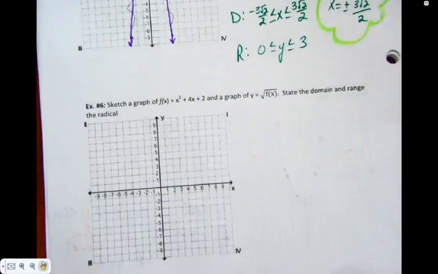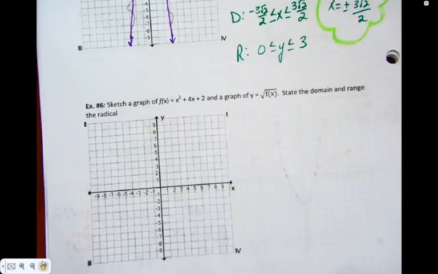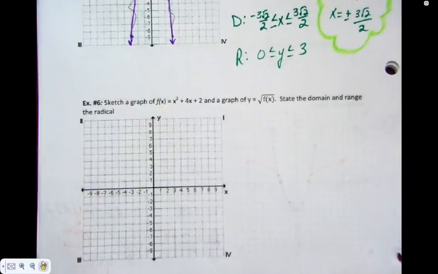Last one for today. Another parabola. Sketch the graph of x squared plus 4x plus 2. Then we're going to do the radical. Then we're going to state the domain and range. Vertex.